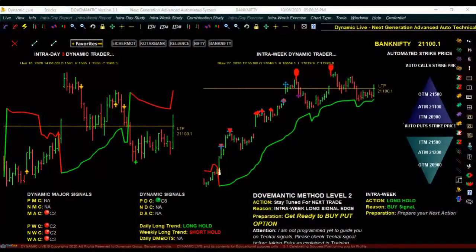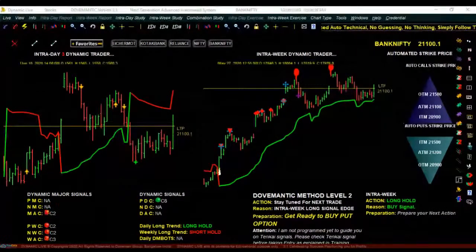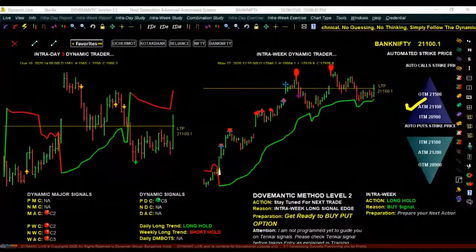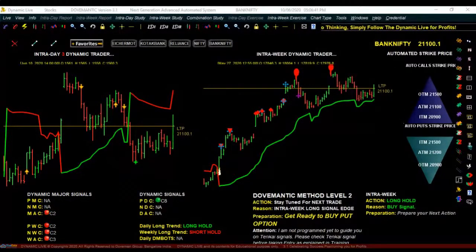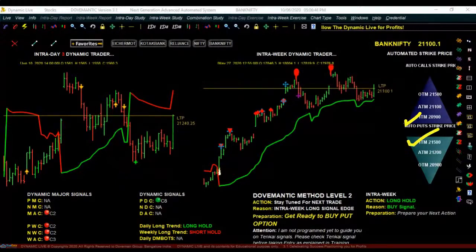In the beginning of the month, if you get any trading opportunity, you can trade OTM strike price. In the middle of the month, if you get any trades, then you can trade ATM strike price. And at the end of the month, if you get any trades, then you can trade the ITM strike price. So this is how you select the right strike price.